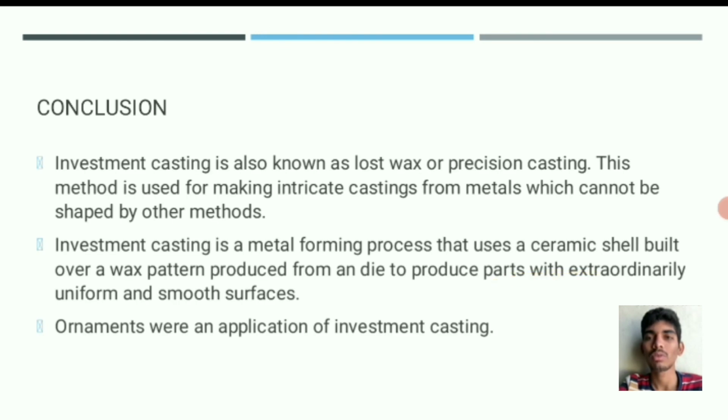Next, conclusion: investment casting is also known as lost wax, as we described. This method is used for making integrated castings from metal which cannot be shaped by other methods. Investment casting is a metal forming process that uses a ceramic shell built over a wax pattern produced from a die to produce parts with extraordinarily uniform and smooth surfaces. And the main purpose of investment casting is to produce ornaments.